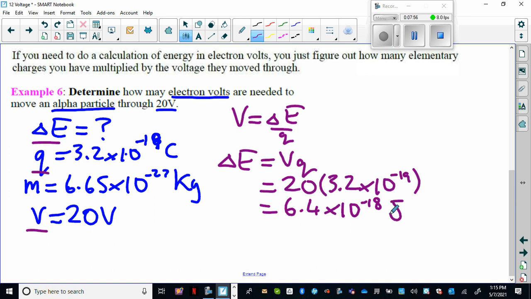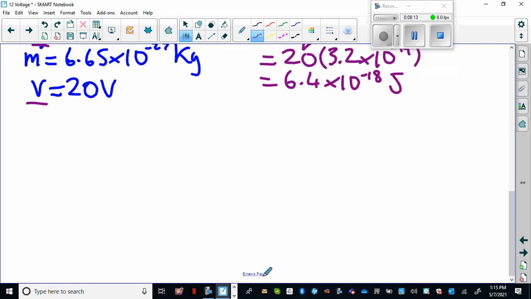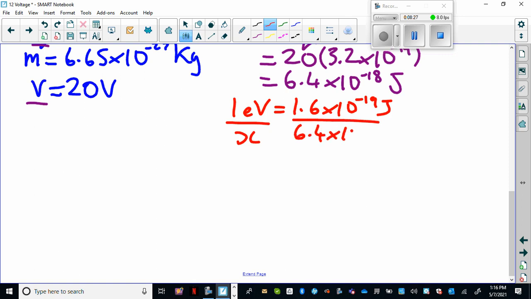Okay, but the question says determine how many electron volts. And we've got the answer in joules right now. We want the answer in electron volts. So we go up to here and just use that simple conversion that, again, is on your formula sheet. And the way I'm going to do it is I'm just going to say that if 1 electron volt equals 1.6 times 10 to the negative 19 joules, then how many electron volts does 6.4 times 10 to the negative 18 joules equal? And then I'm going to cross multiply and divide and get my answer, which turns out to be 40.